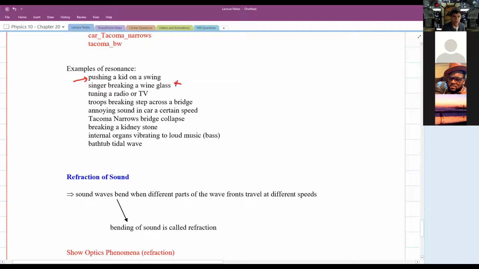Singer breaking a wine glass, right? If the singer's voice can sing at the frequency that exactly matches the natural frequency of the glass, we can get that to explode.